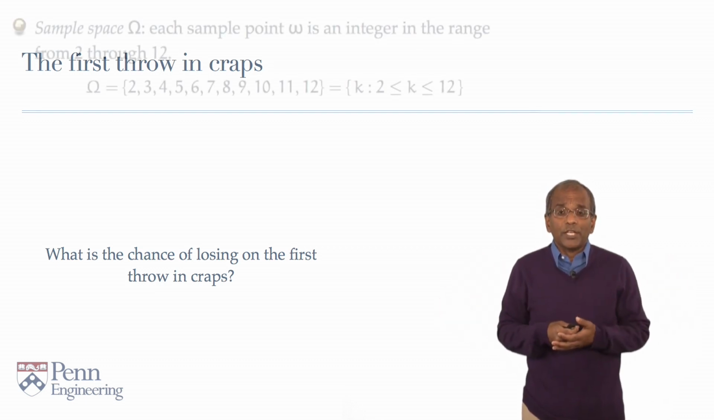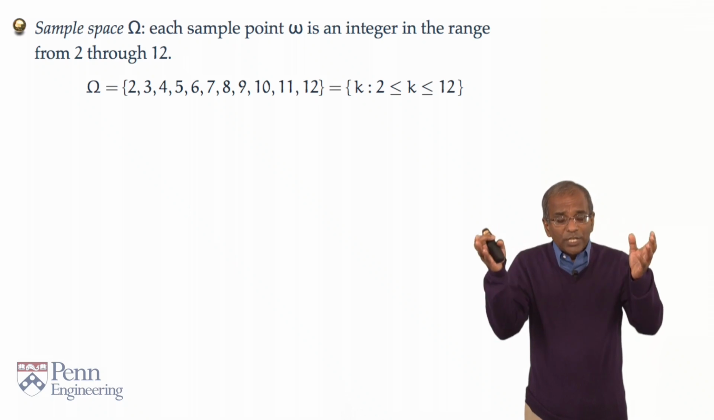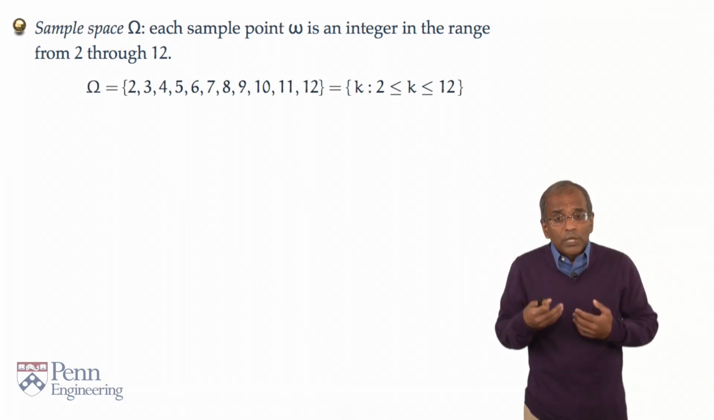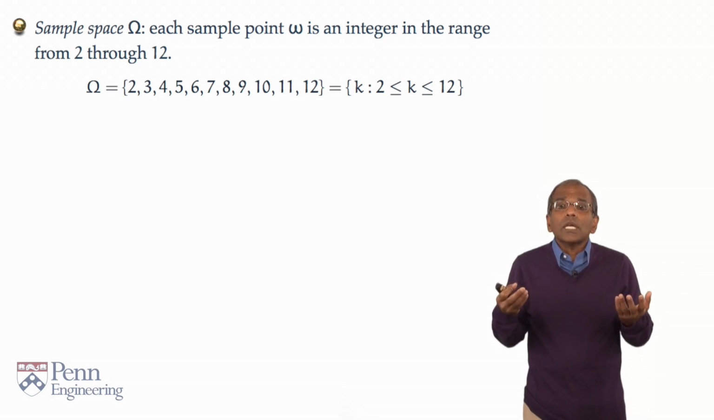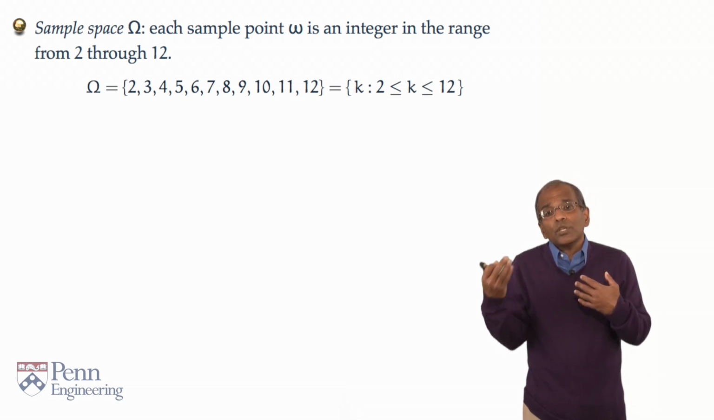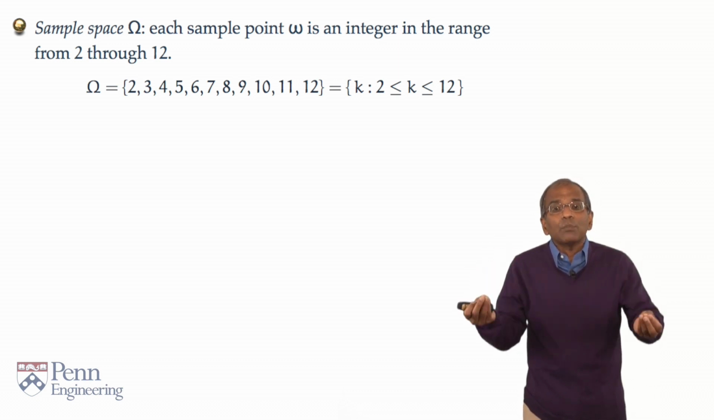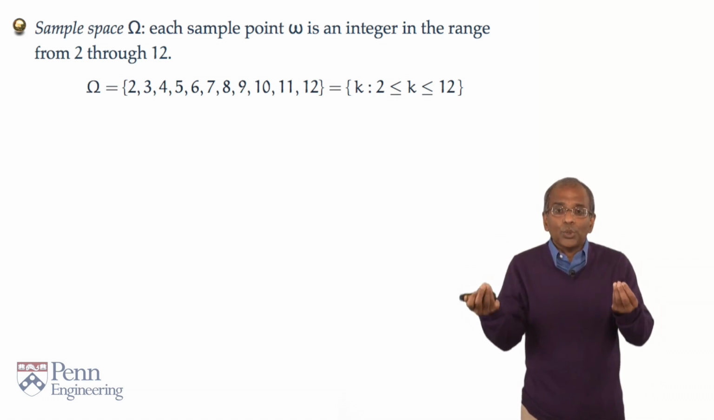What is the sample space? Well, as long as we're considering just the first throw, we're summing the face values of 2 dice, and therefore the numbers that we'll obtain are between 2 and 12. The sample space consists of exactly 11 points, the integers 2 through 12.